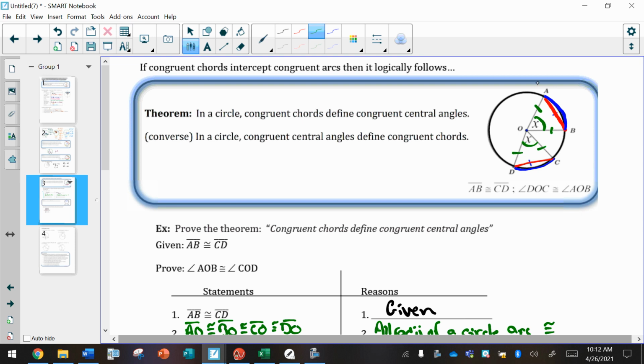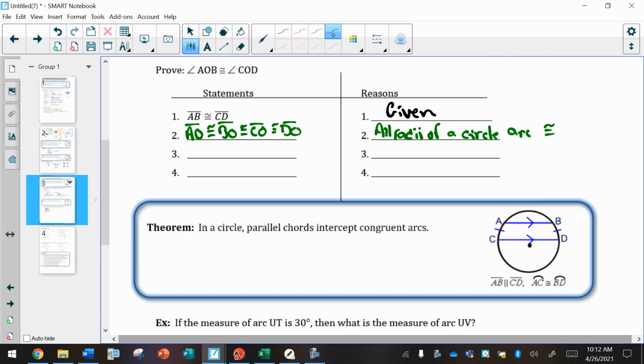And we were already given that AB is equal to CD. So that means our triangles are congruent by side, side, side. So triangle DOC is congruent to triangle BOA by side, side, side congruence. And then we can just match up the angles by CPCTC. So angle AOB is congruent to angle COD because corresponding parts of congruent triangles are congruent. Simple little proof.